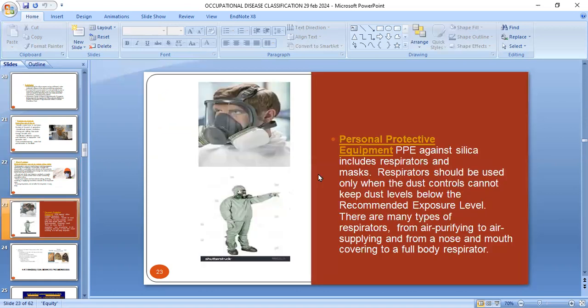The personal protective equipment that the worker needs to have to reduce the risk of silicosis. Personal protective equipment against silica includes respirators and masks. Respirators should be used only when the dust controls cannot keep dust levels below the recommended exposure level. There are many types of respirators, from air purifying to air supplying, and from a nose and mouth covering to a full body respirator.